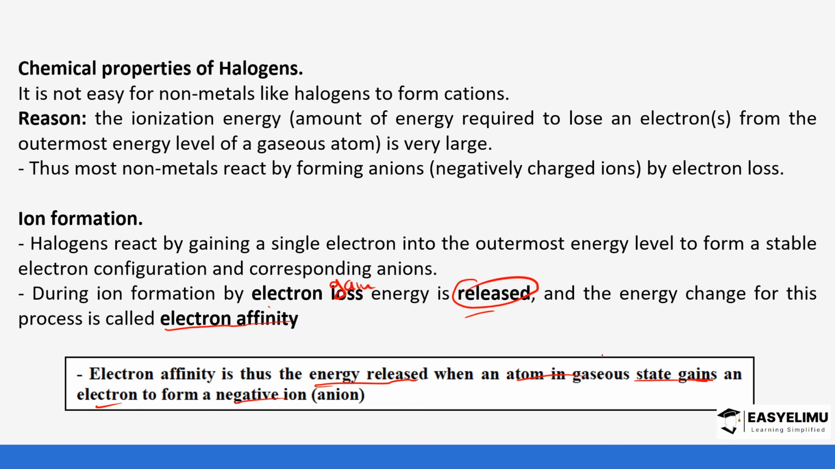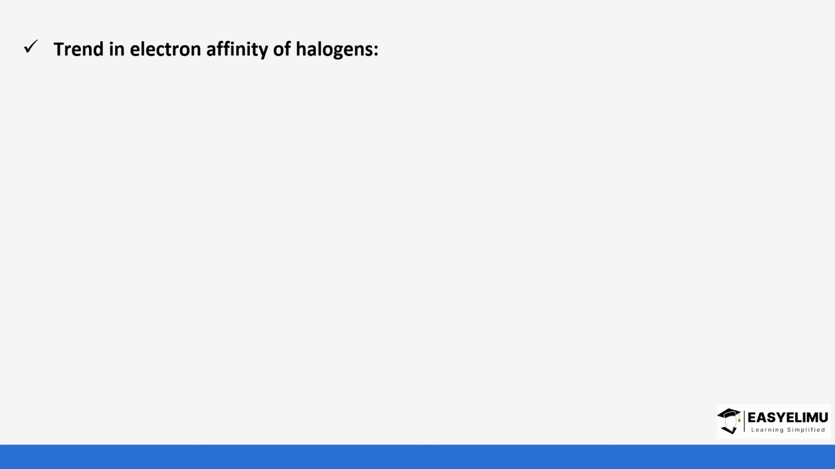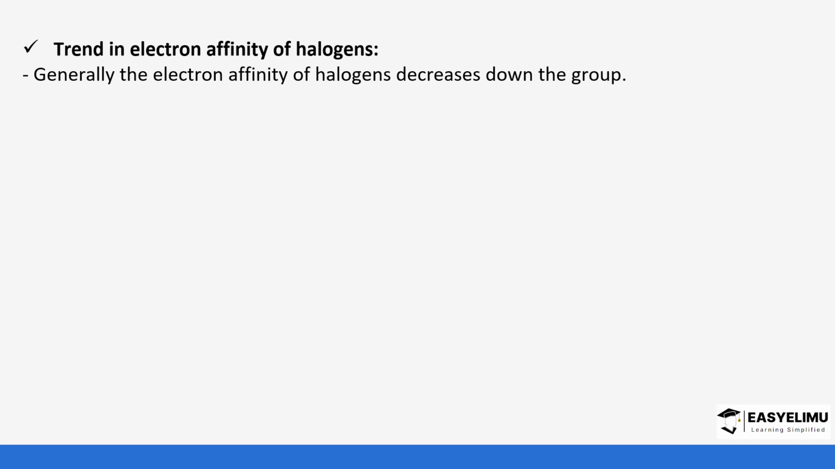In electron affinity a gaseous atom gains an electron to form a negative ion, while in ionization energy a gaseous atom loses an electron to form a positive ion. So you can see that difference. This is also a bit different from the trend in ionization energy that we saw in alkali and alkaline earth metals. For electron affinity, it goes the opposite: it decreases down the group.